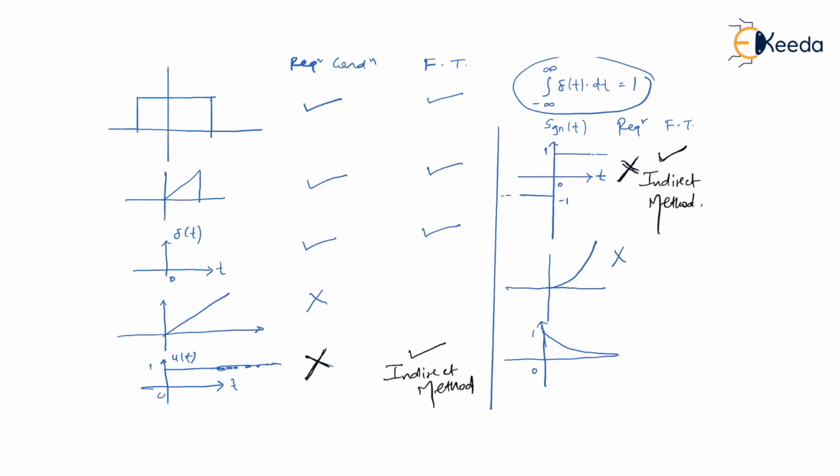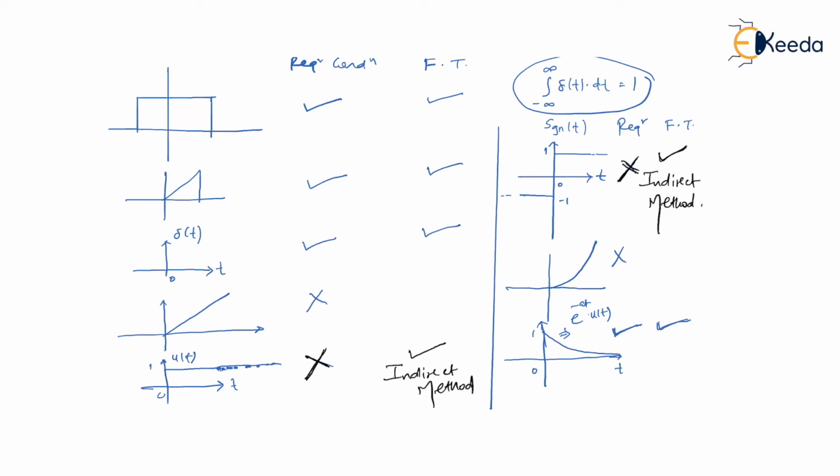So if you remember, this is what we called the e to the power minus at times u of t signal, am I right? Looking at the signal, I'm sure you are now capable of telling me the expression for this. Or even if you don't know the expression, it doesn't matter. You can at least identify whether the area under the curve is finite or not. Of course, the area under the curve is finite. Therefore, it satisfies the required condition. That is, the area under the curve is finite. In that case, 100% the Fourier transform will exist.